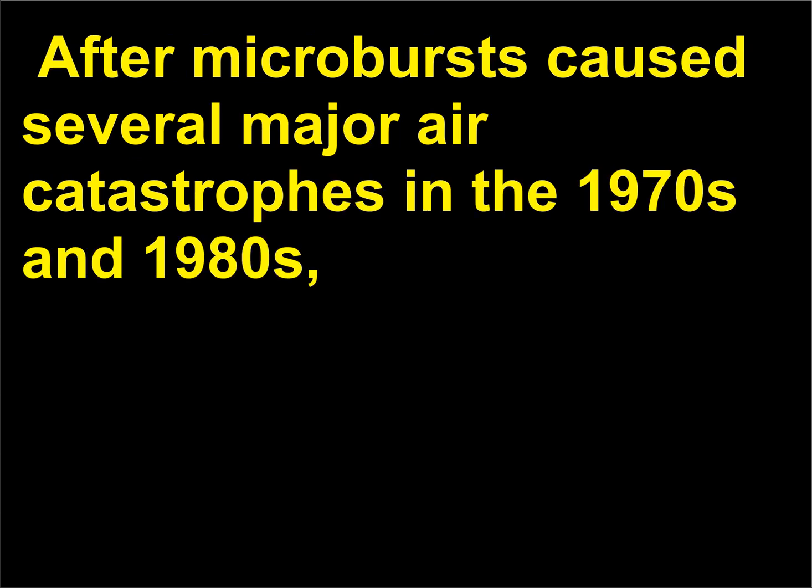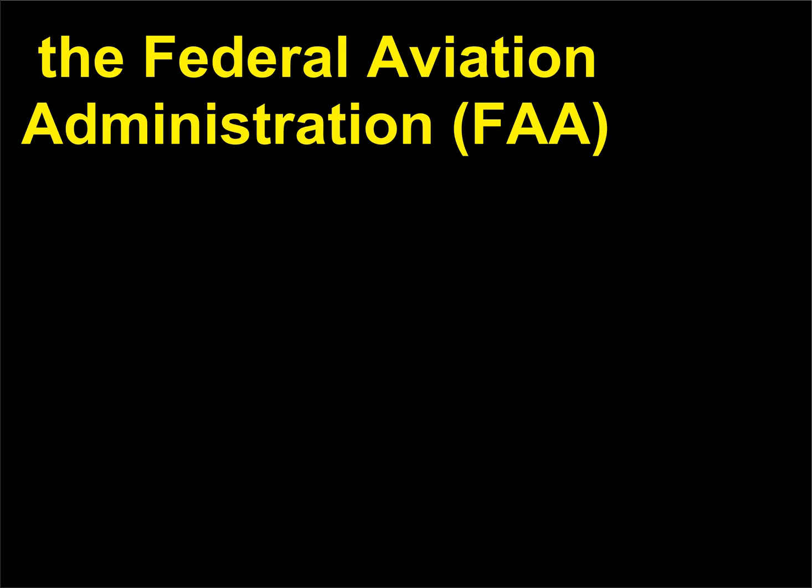After microbursts caused several major air catastrophes in the 1970s and 1980s, the Federal Aviation Administration, FAA, installed warning and radar systems at airports to alert pilots to wind shear and microburst conditions.